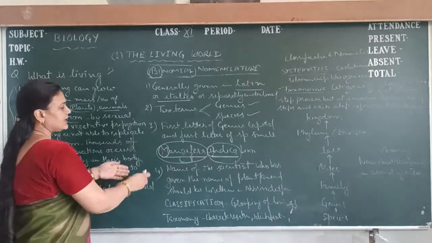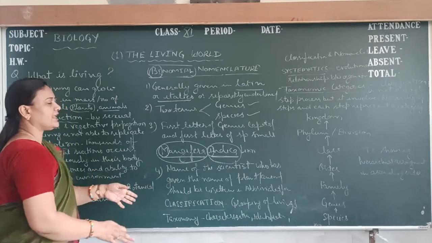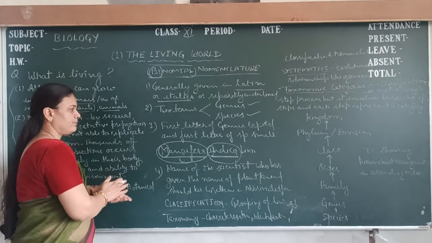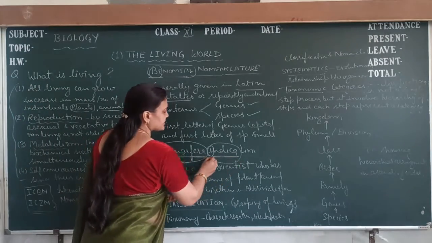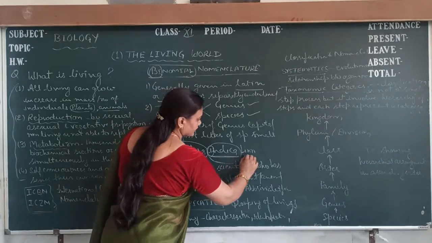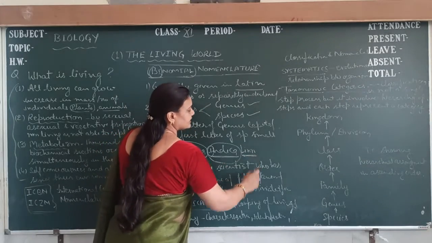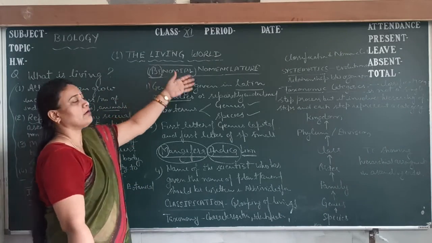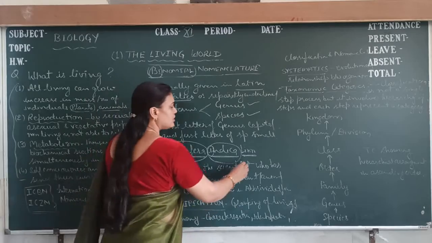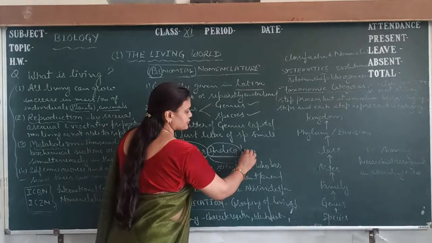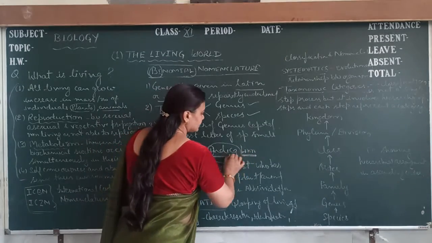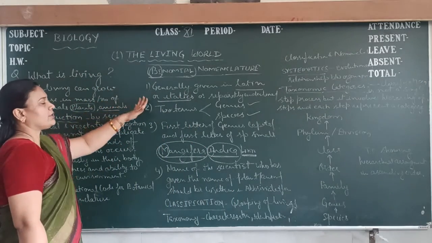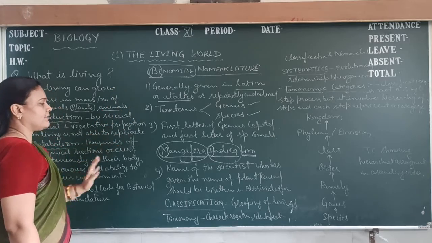And the last one is that the name of the scientist who has given the name of the plant or animal should be written in abbreviated form after the species. So here it is Linn. What is Linn? It is the scientist Carolus Linnaeus who gave the binomial system of nomenclature. So we write Linnaeus in short form, Linn, after the species. So these are the 4 rules to give the binomial nomenclature of every plant and animal.